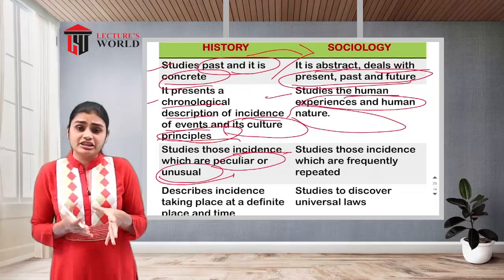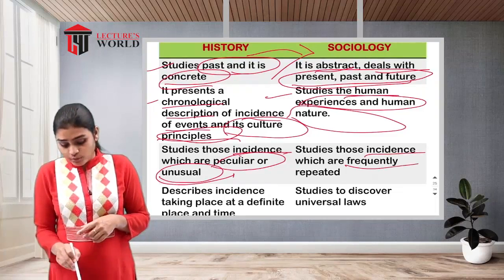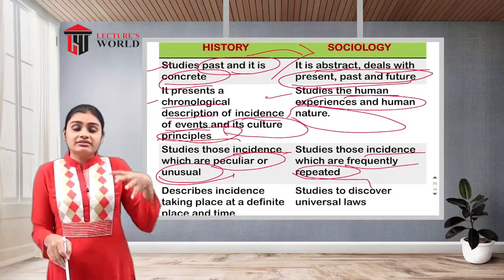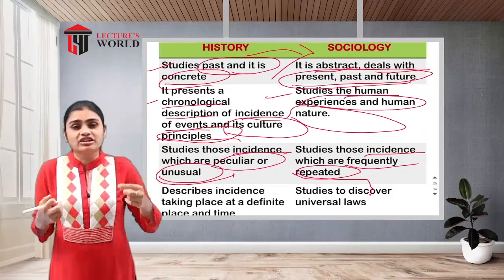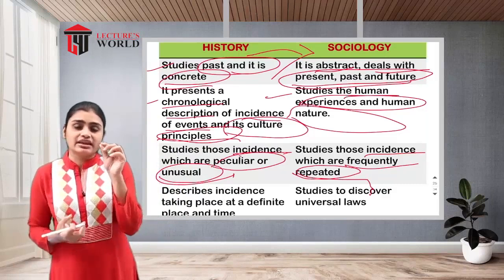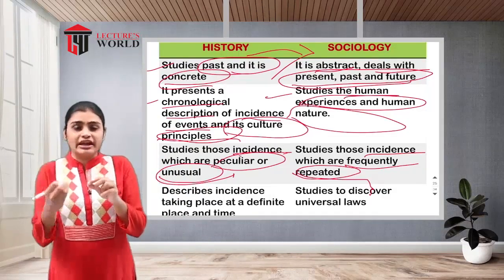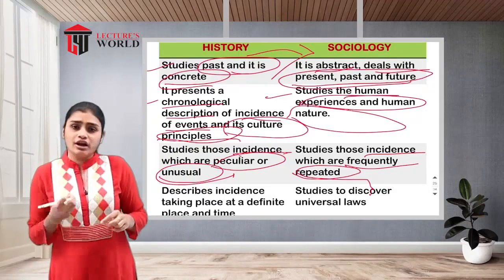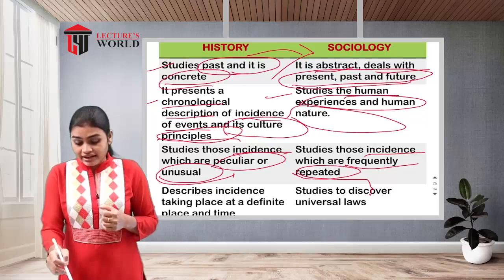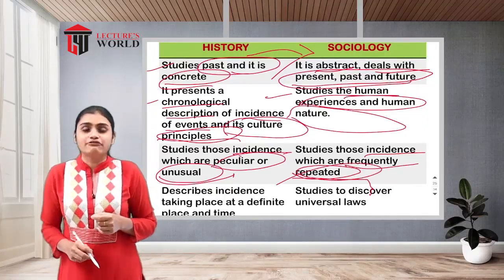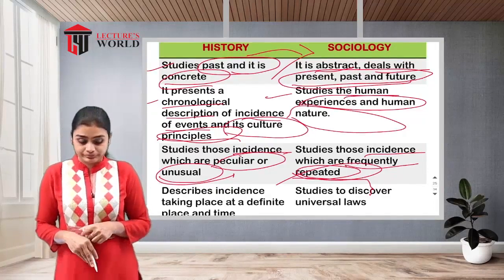So that type of thing will be learned in history. Whereas in sociology, those incidents which are frequently repeated are studied. In history, unusual things happen only very occasionally. So peculiar, opportunistic things which happen only a few times or sometimes will be studied in history. Whereas in sociology, very frequent and repeated things, the things which happen again and again, will be studied.